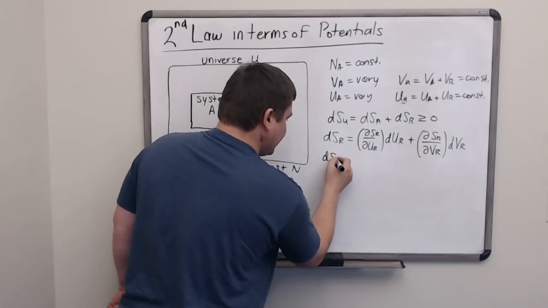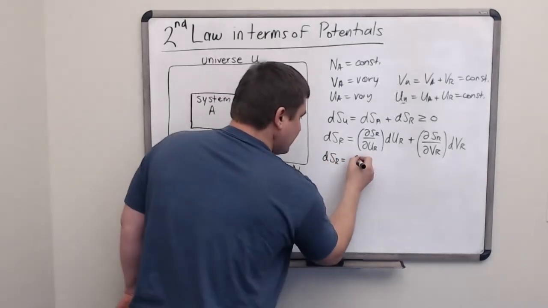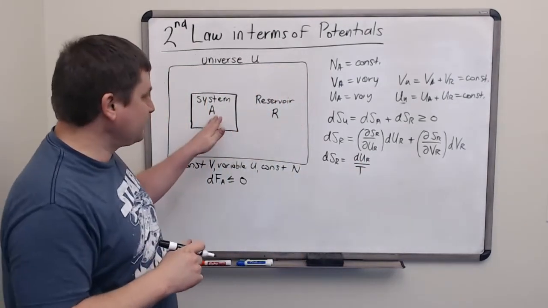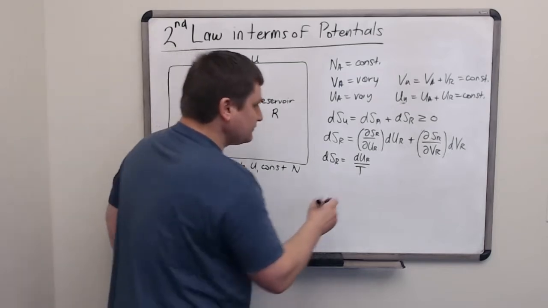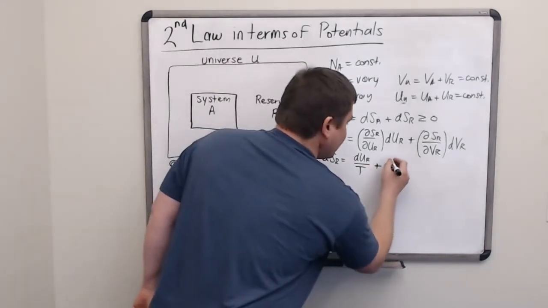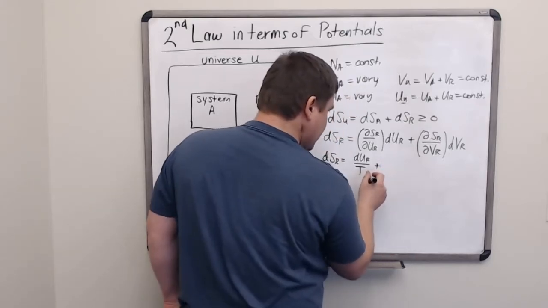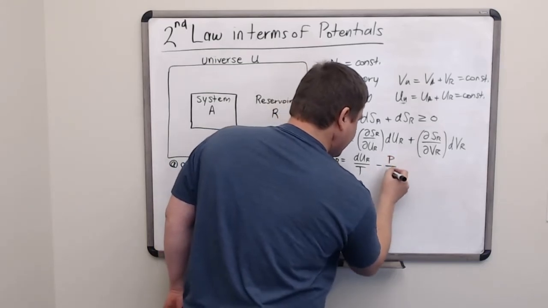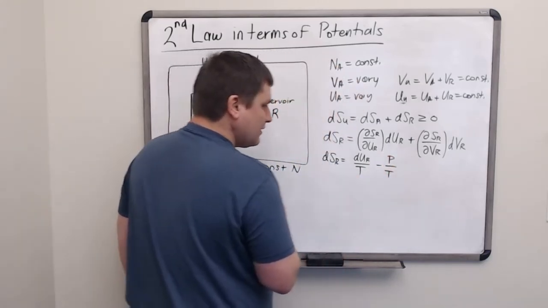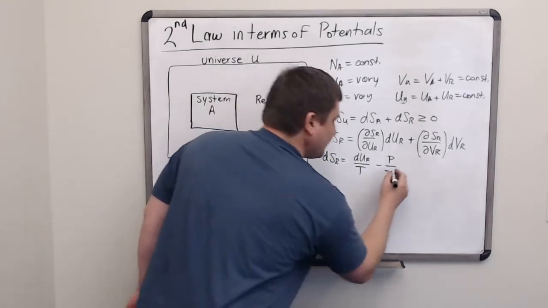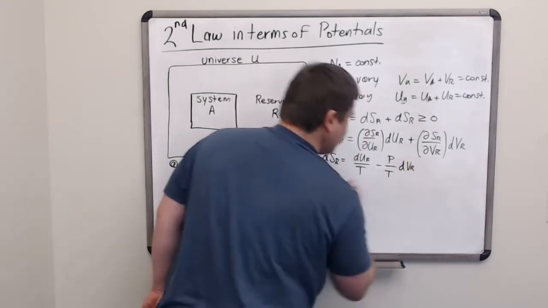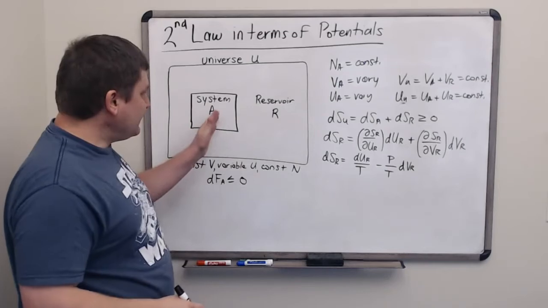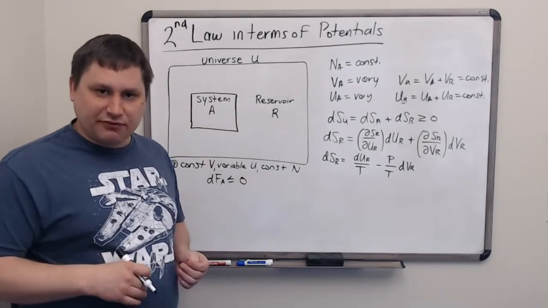Now let's replace the derivatives with their definitions. This would be the temperature of the reservoir, which is equal to the temperature of the system, since they can trade energy. And this term here, remember this one, I think this one is minus the pressure of the reservoir divided by the temperature of the reservoir times dV_r. And now, since the volumes can vary, the system and the reservoir will have an equal constant pressure.